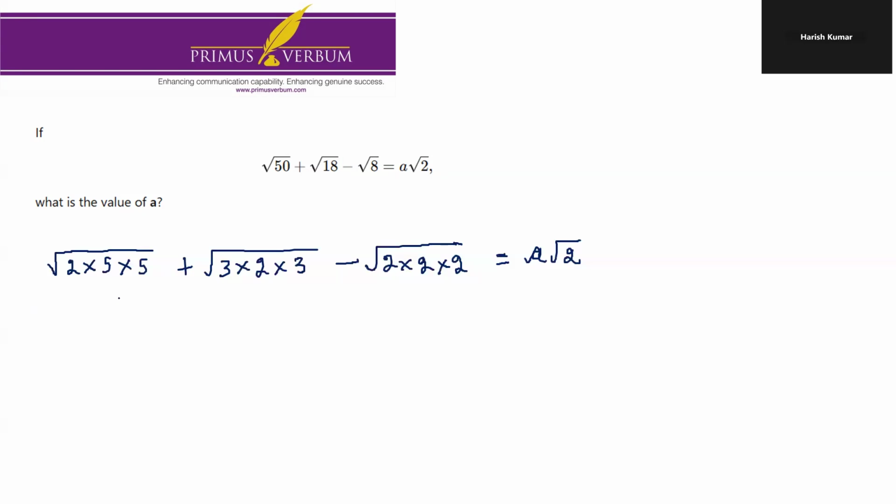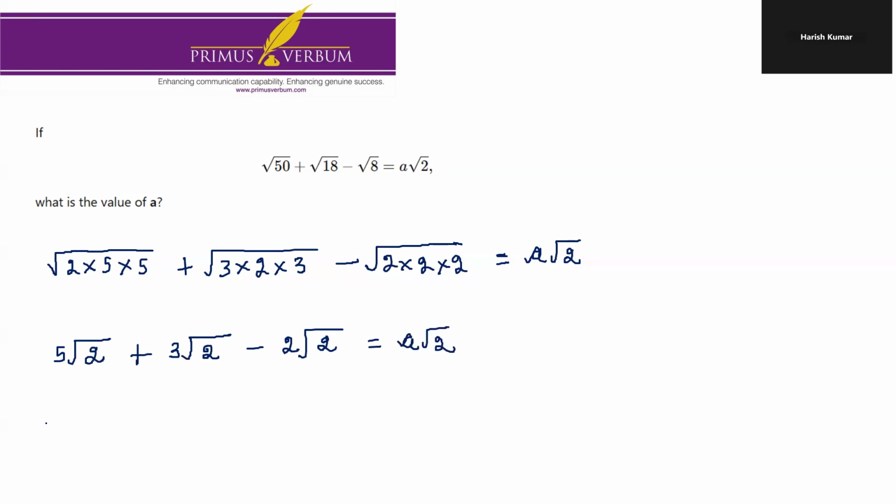Okay, so there are two fives here in the first term, so I can get 1 five out. So I have 5 root 2. There are two threes inside the radical sign. I'll get 1 three out. 3 root 2 minus two twos under the radical sign come out as 1 two, and there is 1 two inside, is equal to a root 2.